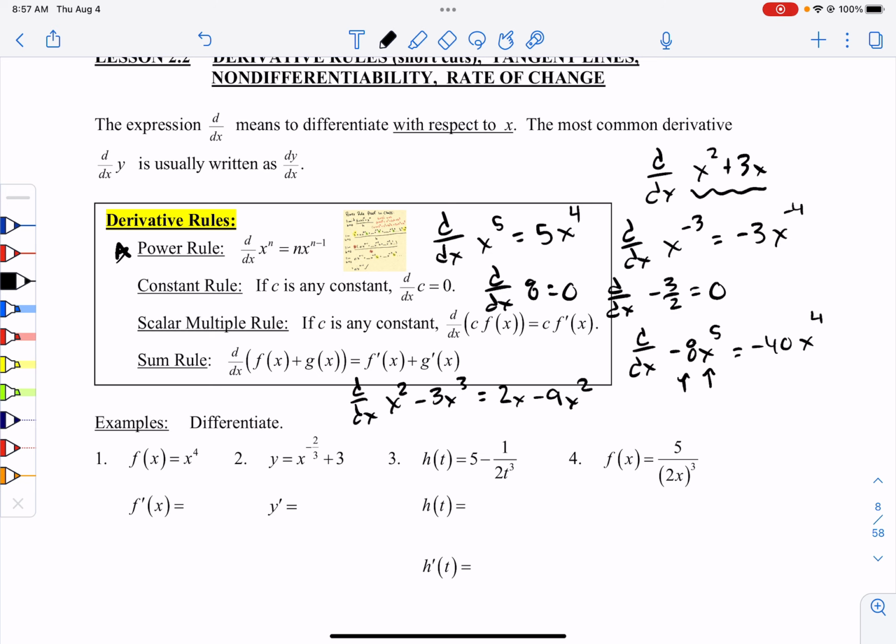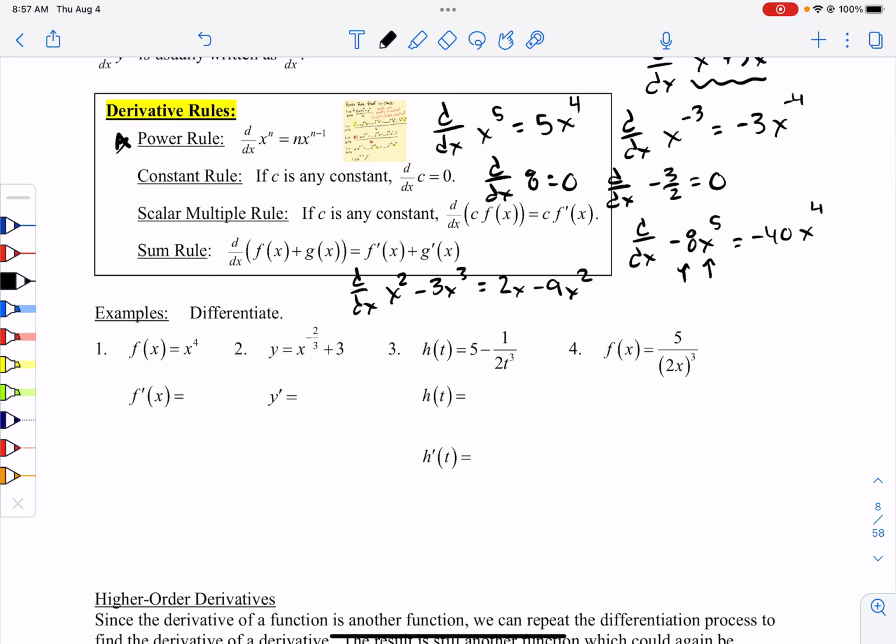All right, let's practice. Example number 1, f of x equals x to the fourth. So f prime of x, I drop the 4 in front, and the 4 reduces to a 3. Remember how long that took using the limit definition? Now it's a 5-second problem.